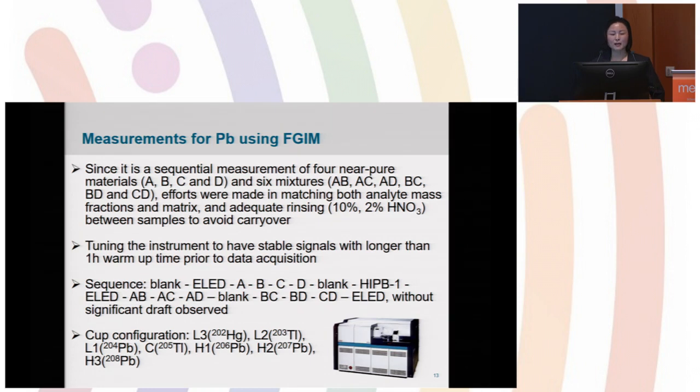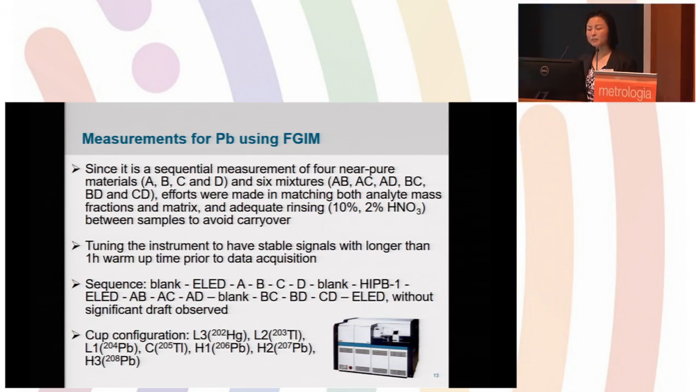Since the FGIM measurement is a sequential measurement, involving 4 enriched materials and also 6 mixtures, efforts were made in matching both analyte mass fractions and also matrices, and also adequate rinsing between each material to avoid any carryover. We also tuned the instrument to have a more stable signal, with a little longer warm-up time of 1 hour prior to our data analysis. Of course, we have prepared another equal-amount lead solution, with all ABCD in equal amounts, to monitor if we have significant drift during the sequence measurement. Due to these efforts, we did not observe a significant drift in ratio measurements, therefore the raw data was used in calculation. And we also use a static measurement in all the same cup configuration.